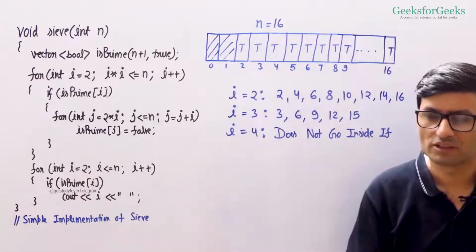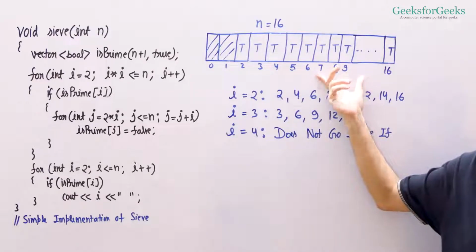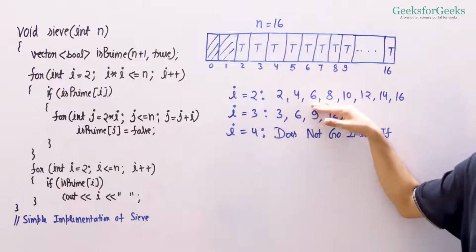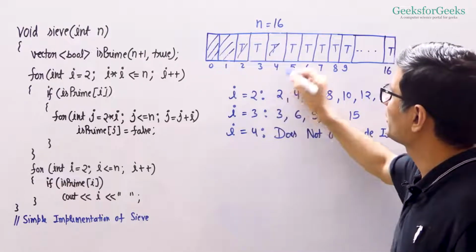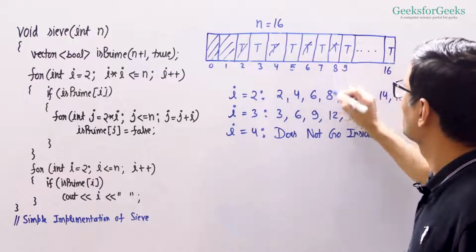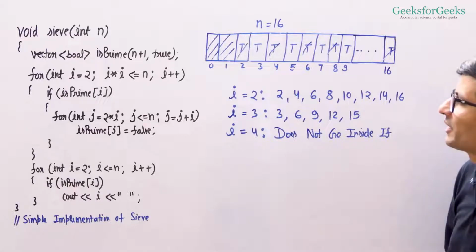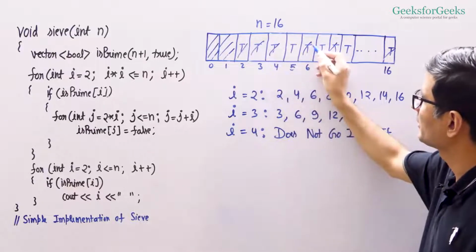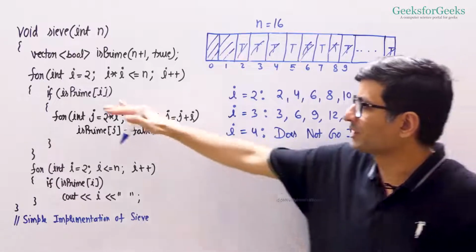For example, suppose n is 16, then you will have an array of size 17. You will first consider all multiples of 2 and you will mark them as false, right? You will mark these three as false, 10 and then up to 16. Then you will consider multiples of 3 and mark them as false. 3, 6, 9.